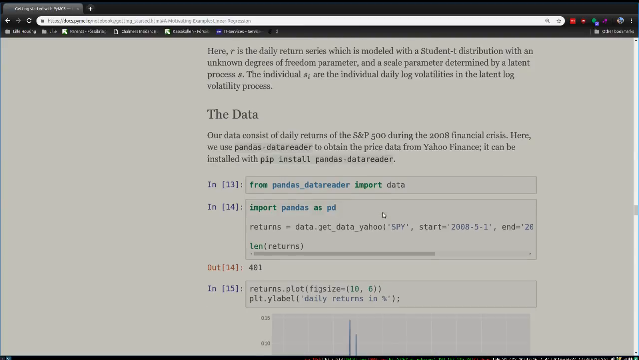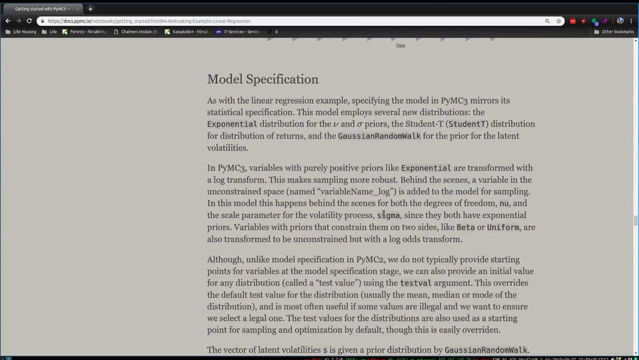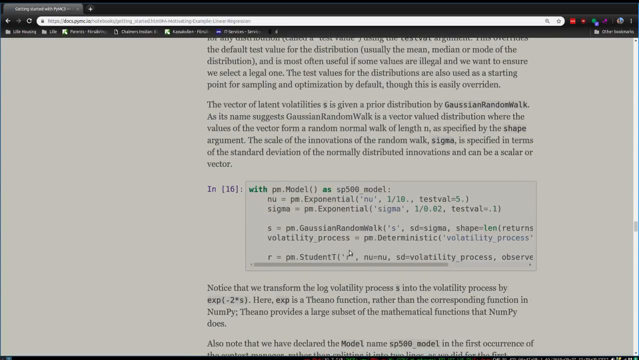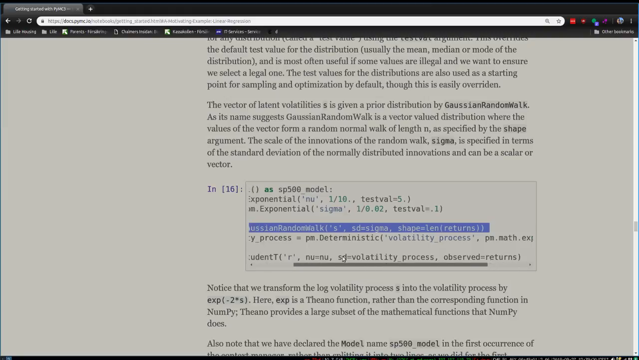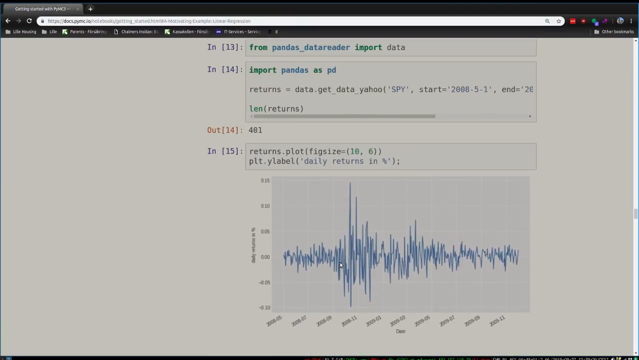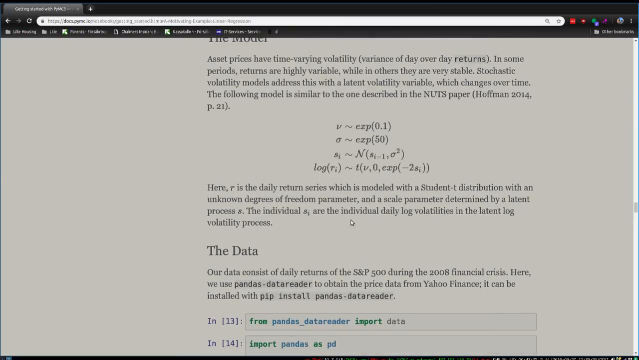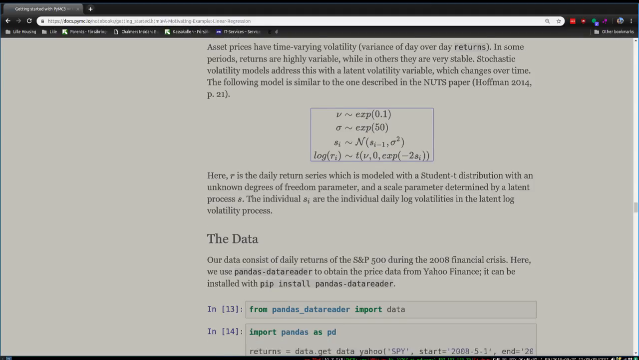And you can also fit it by basically doing the same thing. So you say nu is exponential, sigma is exponential, and then there's a special thing for the random walk here, because this is a random walk. Basically, it's a Gaussian random walk because it's a normally distributed variable whose next step is normally distributed with mean equal to the previous step and some fixed variance.